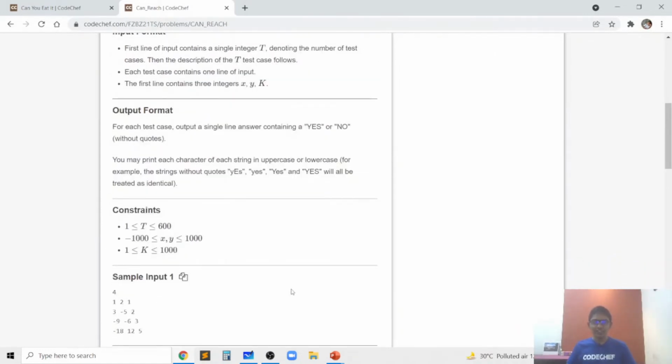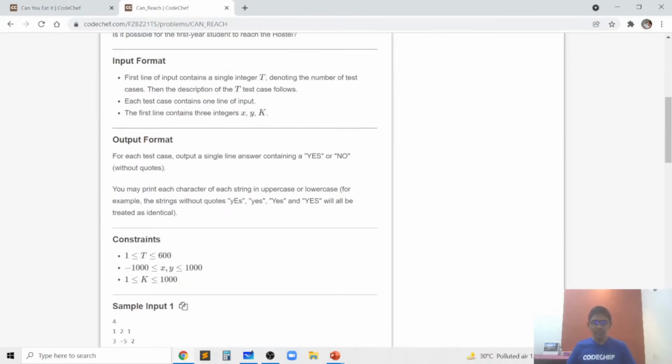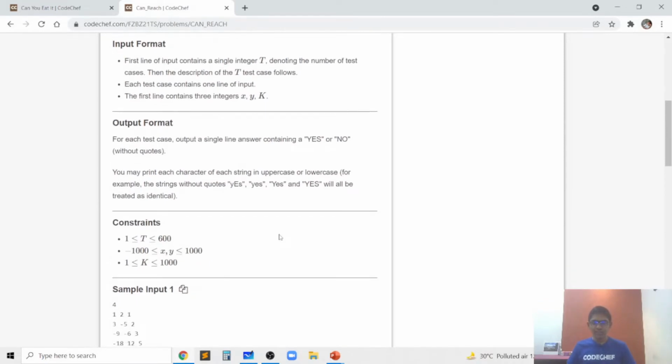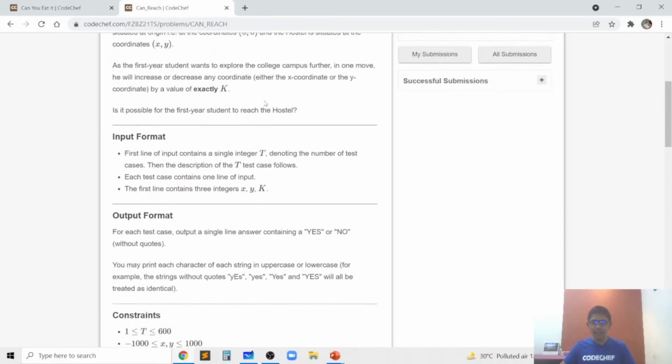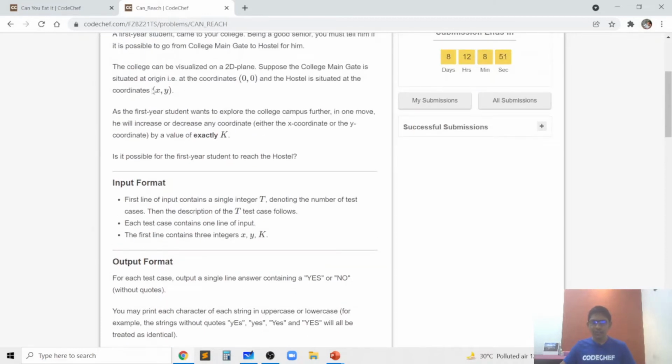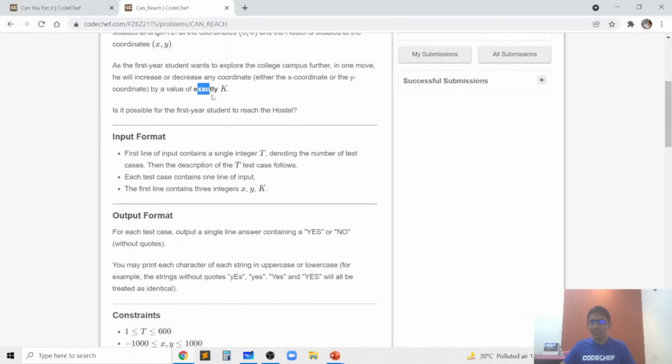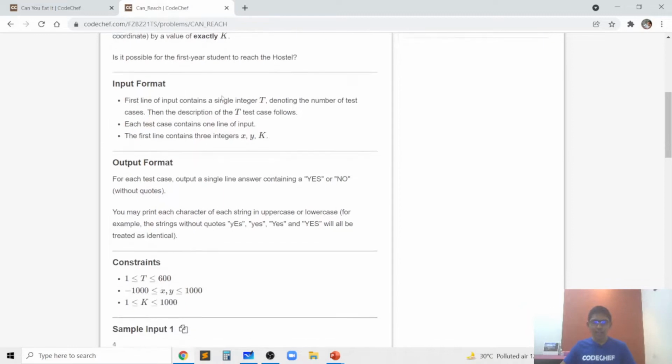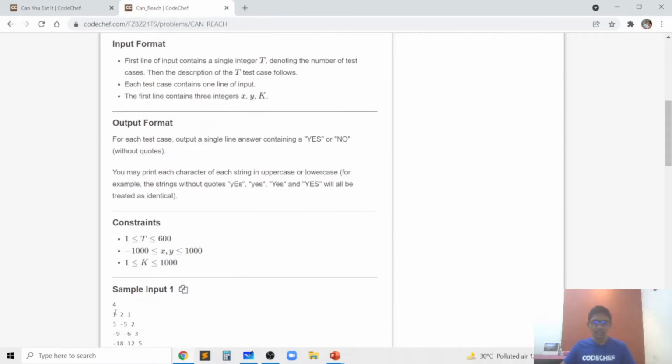So let's consider the examples. We are given four test cases, which is the first line in the input. And each test case contains three integers, x, y, k. Remember that x, y is the coordinates of the hotel which we want to reach, and k is the value which we can increase or decrease the current coordinate by. And let's consider these four examples for one sample test case.